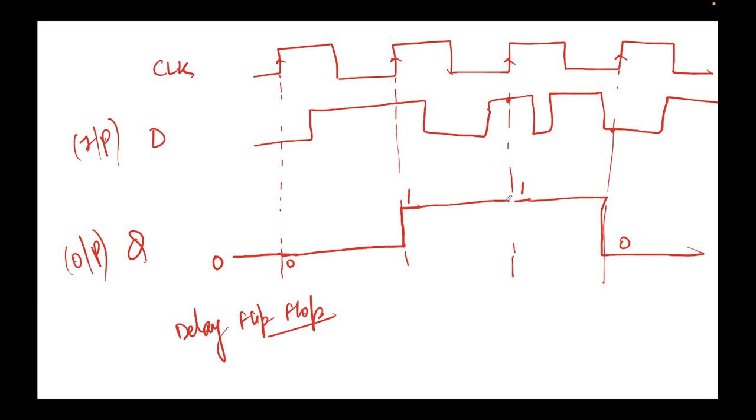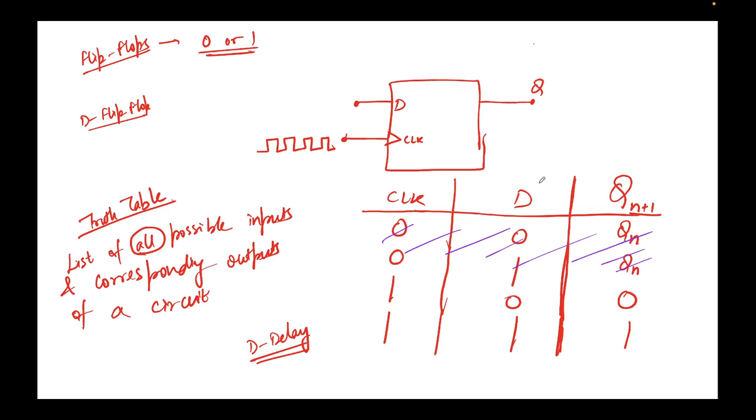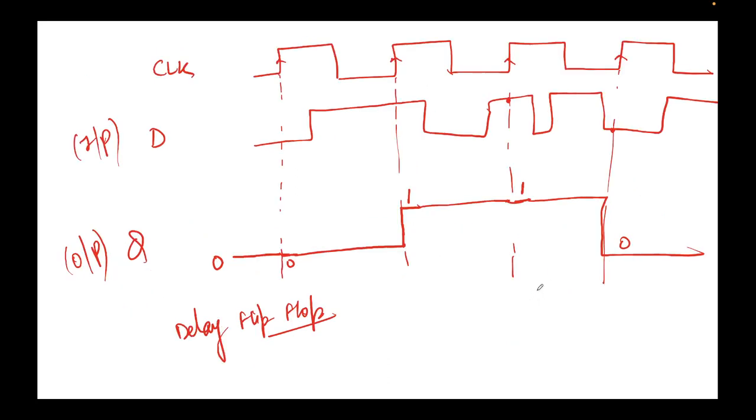But what I want to emphasize is that based on this truth table, the bottom two rows especially, when the clock allows, the output will be exactly the same as the input at that point. If the input was 0 over here, the output was also 0. If the input was 1 at this clock edge, the output was 1. If the input was 0 at this clock edge, the output was 0. And that's how a delay flip-flop or D flip-flop operates.